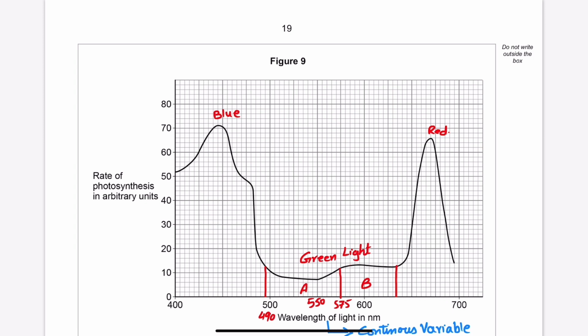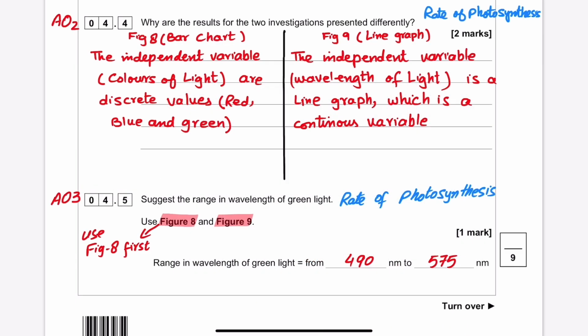So I divided it into two zones here, zone A and zone B. That is the zone for the green color. The student can pick the values here. I pick the values. The lowest values are here, in the range of 490 to 557 nanometers. That is the wavelength of the green color. For 4.5, the range of the wavelength for the green light from figure number 9 is 490 to 557 nanometers.